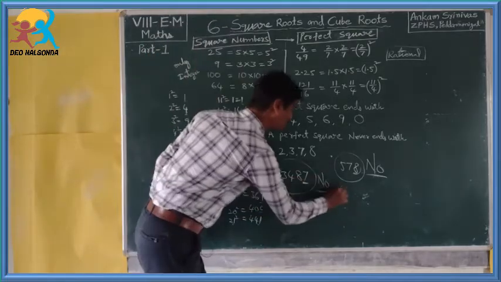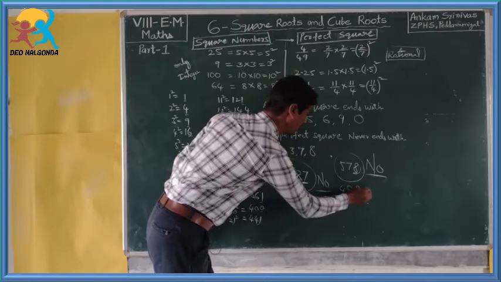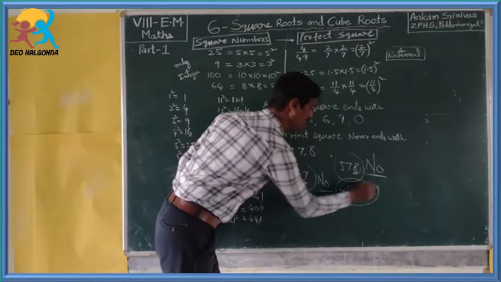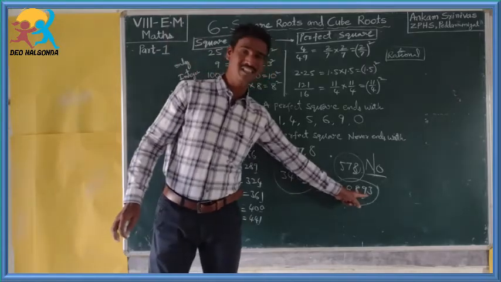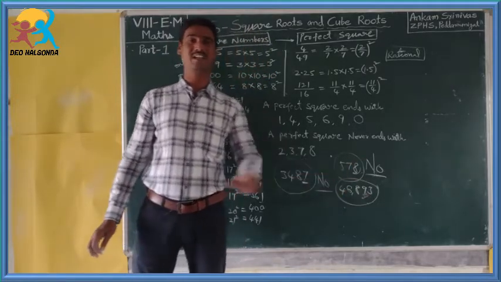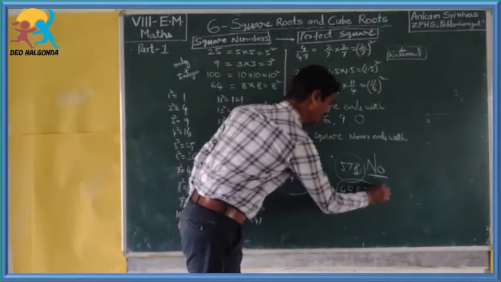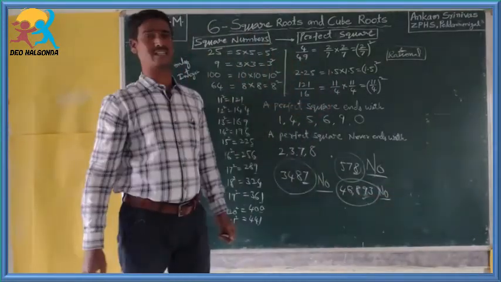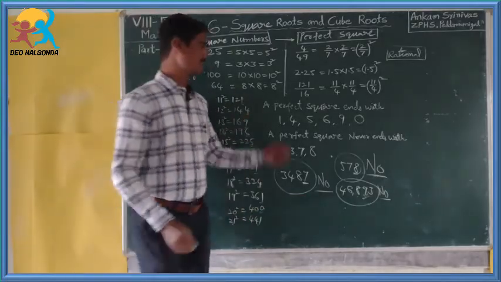Suppose 46,893. Is it a perfect square? No, because this unit digit is 3. A perfect square never ends with 3. So, like that we can give the answer immediately. Yes or no?